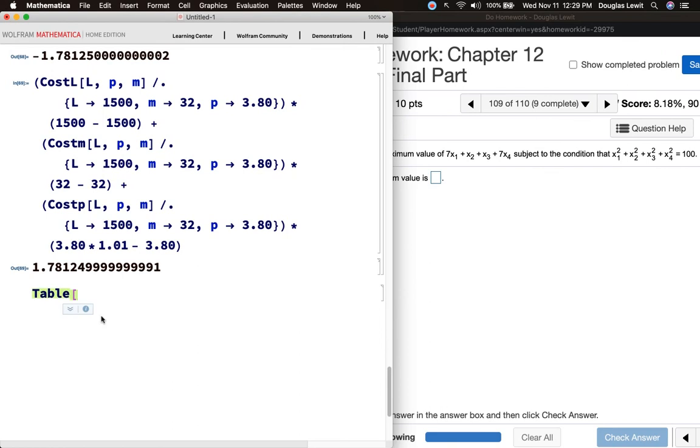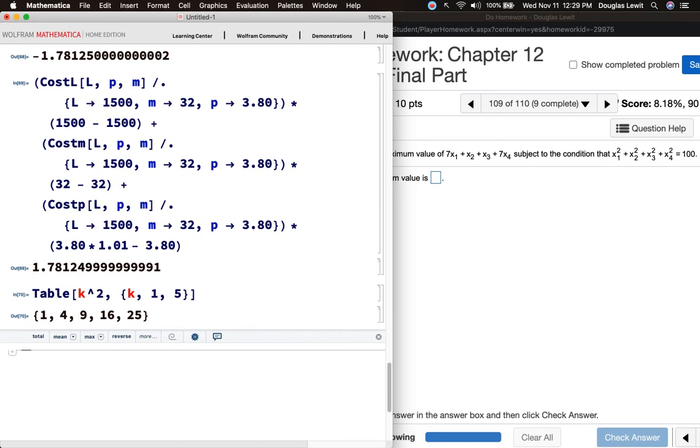Table. Well, what does Table do? Table is simply a way to generate a list. Like k squared, k goes from 1 to 5: 1 squared, 2 squared, 3 squared, 4 squared, 5 squared. Okay, very simple, right?